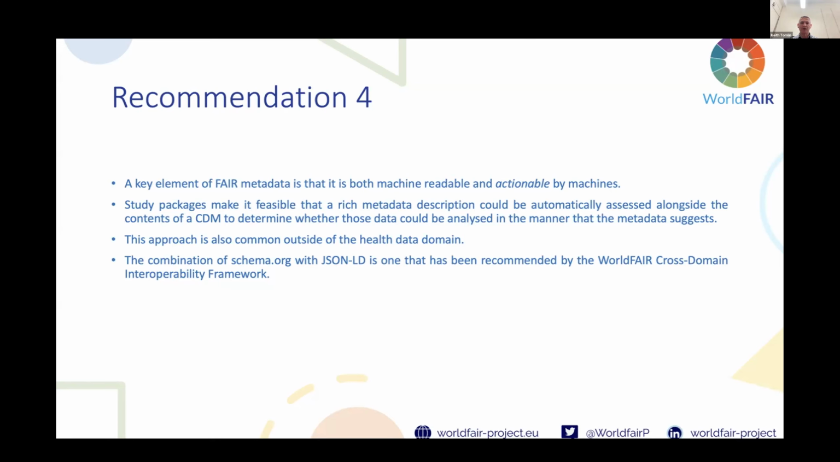And as I said, this is an advanced place to be technically, but the approach is also common outside of the health domain. And again, it enables interoperability across domains to become more possible. For these reasons, the combination of schema.org and JSON-LD, as I understand it, has been recommended by WorldFAIR, the cross-domain interoperability framework, which I believe was presenting its final documentation last week.